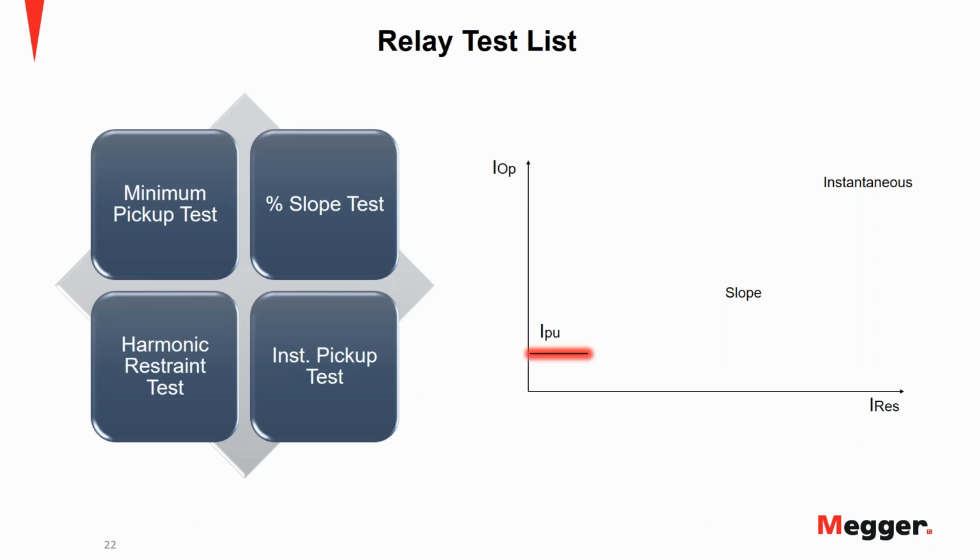So the things we're going to test: we're going to test the pickup, we're going to test the slope, and we're definitely going to test the instantaneous value. Another thing we're going to test too is the harmonic restraint, right? Because we still have the inrush capability, and this relay is here to block for that condition, but we still need to make sure that it tests well.